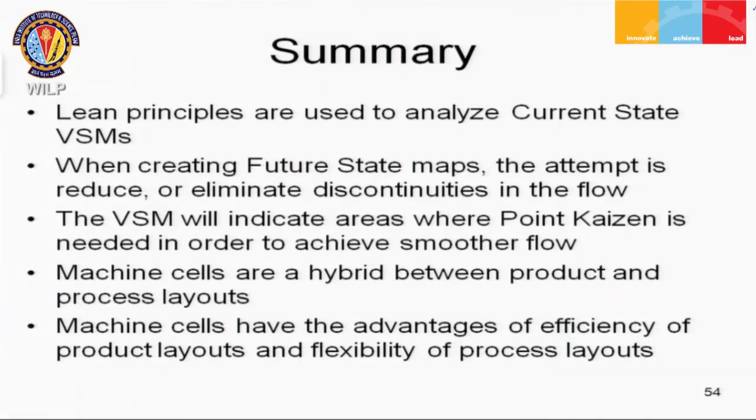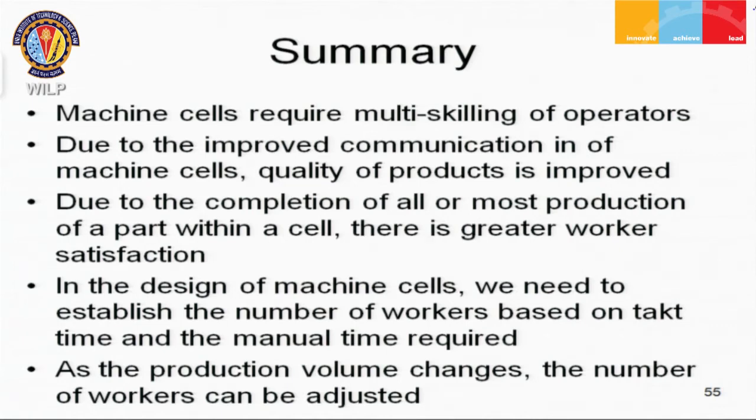We talked about various types of layouts, and we saw how a machine cell is a hybrid between a product and a process layout, combining the efficiency of a product layout and the flexibility of a process layout. We also talked about the fact that in a machine cell, an operator is typically assigned to more than one machine, and these are machines not of the same type. Therefore, this requires the multi-skilling of operators.